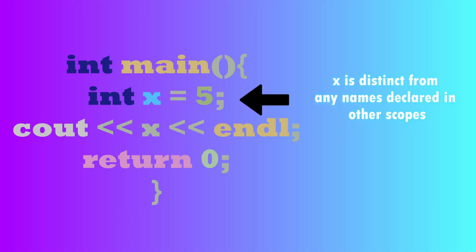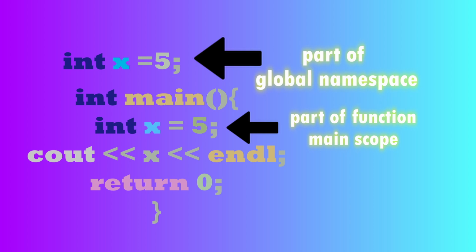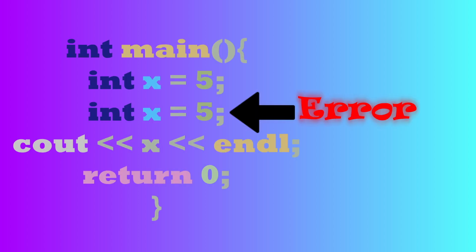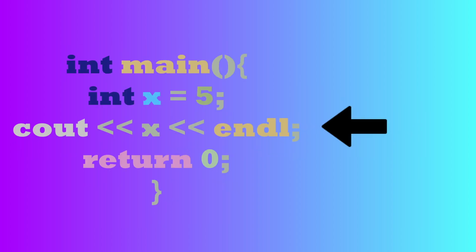A scope region is an area of source code where all declared identifiers are considered distinct from names declared in other scopes. Two identifiers with the same name can be declared in separate scope regions without causing a naming conflict. However, within a given scope region, all identifiers must be unique. Otherwise, a naming collision will result.